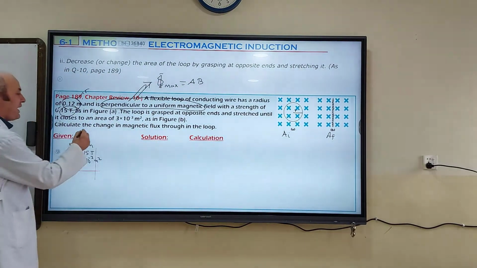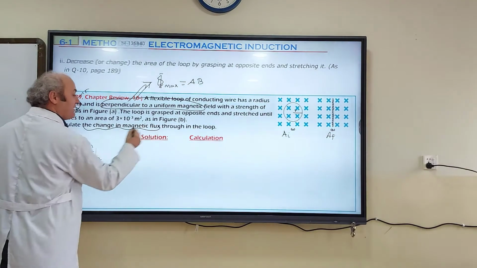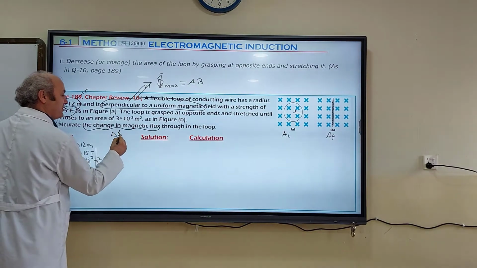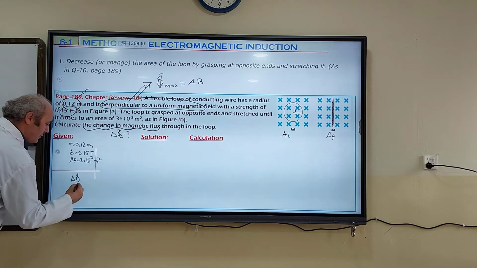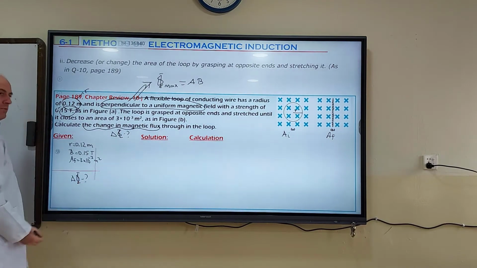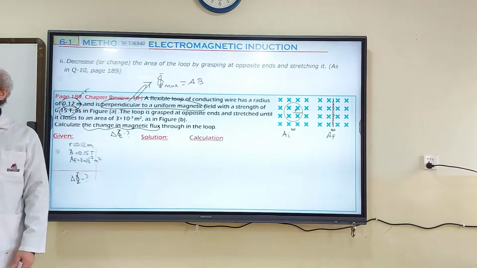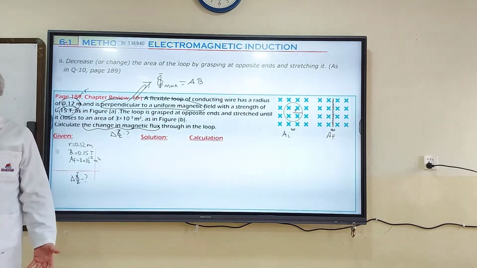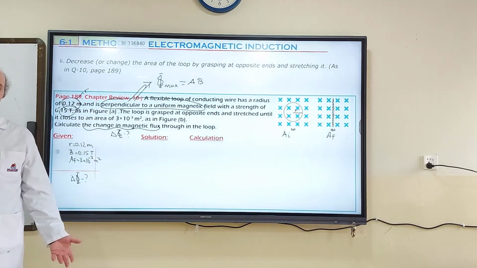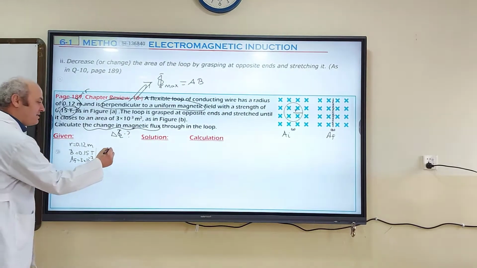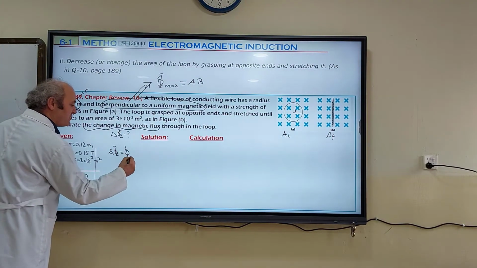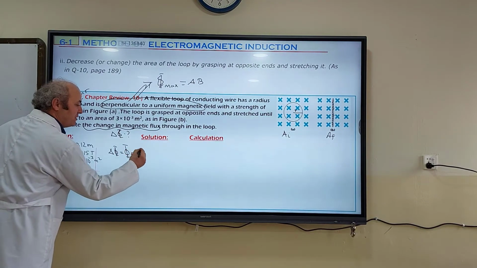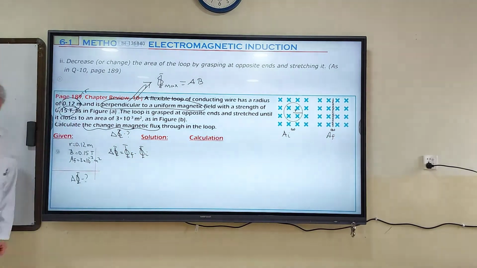Calculate the change in magnetic flux. The change in magnetic flux, delta phi, is the question here. Delta phi, I will calculate it. Alright, what does delta phi mean? For any quantity, delta means final value minus initial value. So delta phi means final magnetic flux minus initial magnetic flux.